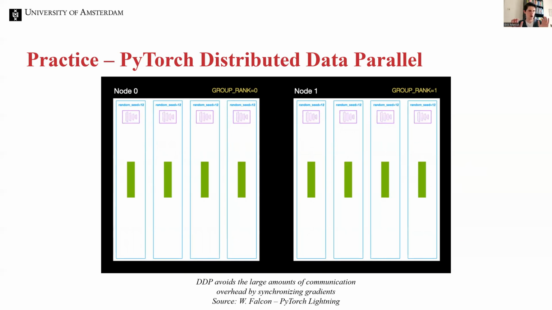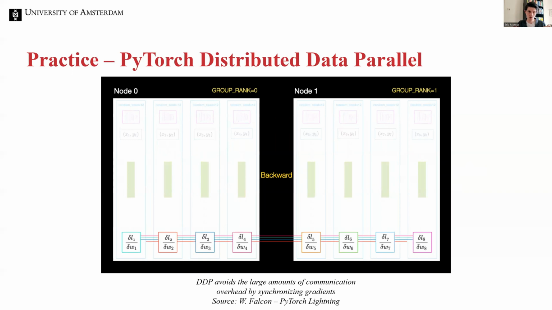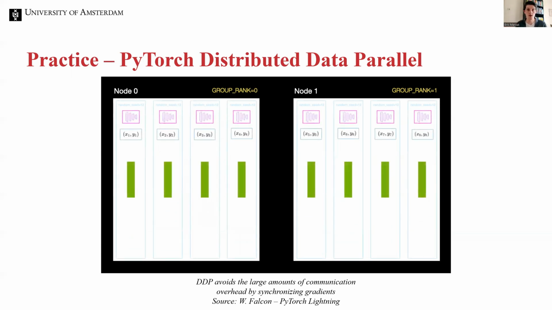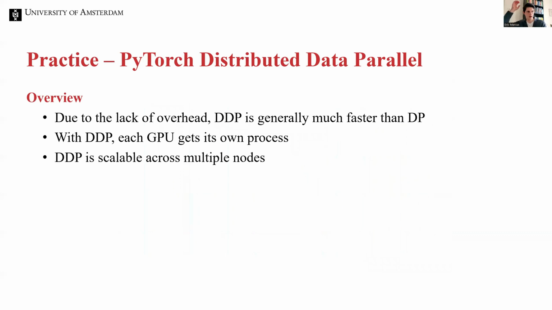But then we get all this data distributed, so everyone has their own little data point, and they're going to forward it through the model. We're going to synchronize the gradients with the all-reduce, and then we're going to backward through the model and update it locally, which will all still be the same, which is very important. Okay, so let me give you a short overview of what we have seen. Due to the lack of the communication overhead of copying models every time, distributed data parallel is generally much faster than data parallel.